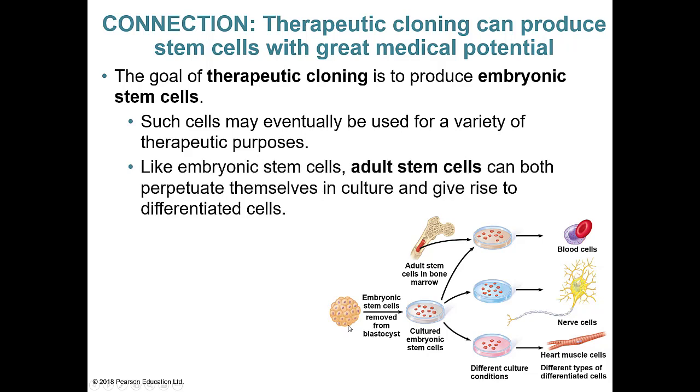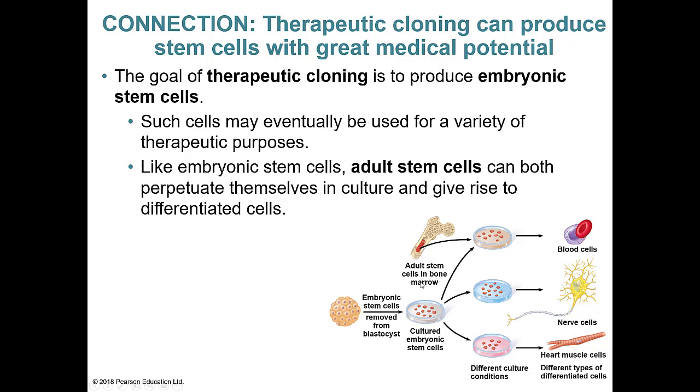If we use embryonic stem cells, we would remove some of them from this blastocyst and culture them. We could put them under different culture conditions, which would then cause the formation of maybe heart cells, nerve cells, blood cells. We also can get some types of stem cells from adult tissue. We can't get all types of stem cells from adult tissue, but we can get certain types.